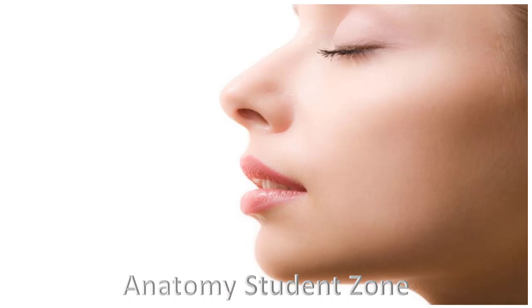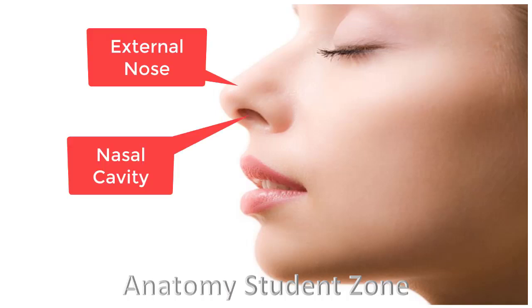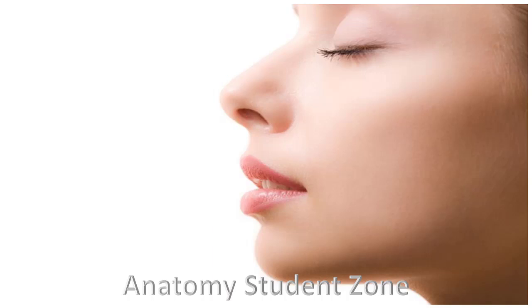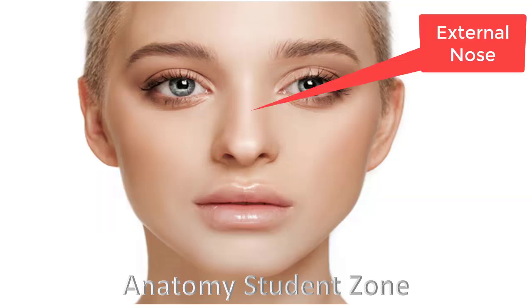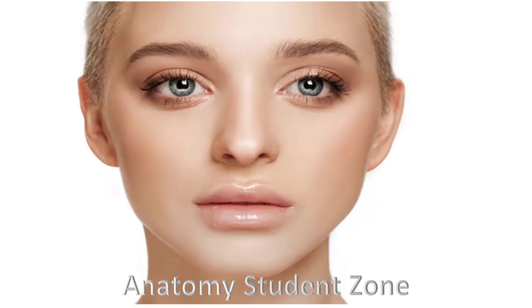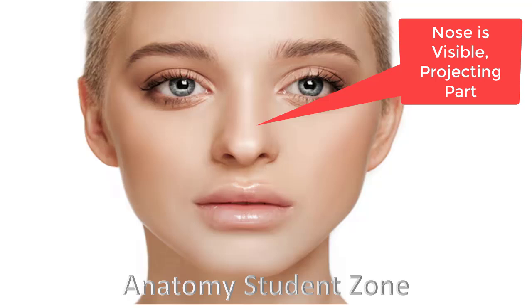In the gross anatomy of the nose, if I ask you about the parts of the nose, I can say the nose includes the external nose and the nasal cavity. The nasal cavity is further divided into right and left nasal cavities by the nasal septum. First I will cover the external nose, and later on I will cover the nasal cavity and its walls. The external nose is the part of the nose that is visible to us, and this visible portion projects from your face.